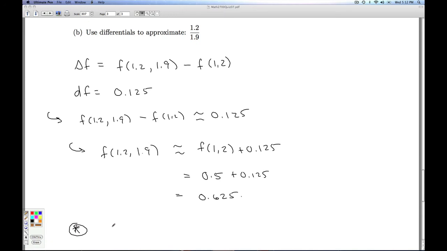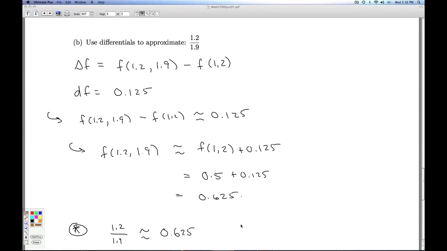So when it's all said and done, 1.2 over 1.9 is roughly equal to 0.625. Now if you go off to your calculator and get the actual retail value of 1.2 divided by 1.9, it's 0.632-ish. And so you can see the approximation really isn't that bad. So that'll do it for 2B, and that'll do it then for quiz 7.